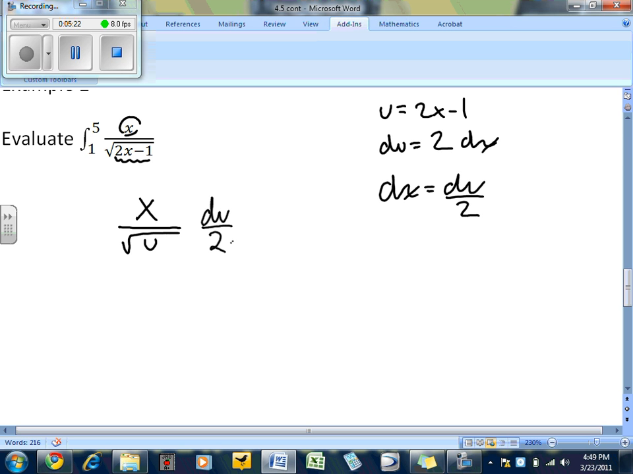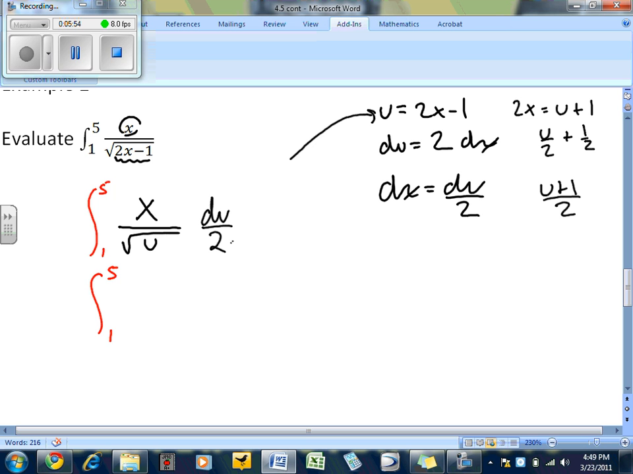Remember, what we had to do is go back up into here and figure out what x equals in terms of u. So we'll add 1 over, so I have 2x equals u plus 1, and then divide by 2. So I have u all over 2 plus 1 all over 2, or u plus 1 all over 2, whatever works best for you. So let's plug that back into our integral. We have our integral from 1 to 5 of u plus 1 all over 2 divided by the square root of u, du all over 2.